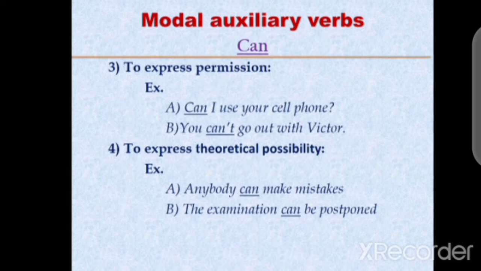Can is used to express permission. For example, can I use your cell phone? You can't go out with Victor. Next rule, it is used to express theoretical possibility. For example, anybody can make mistakes. So, the possibility of making mistakes. Next example, the examination can be postponed. So, here the possibility of postponing the examination.